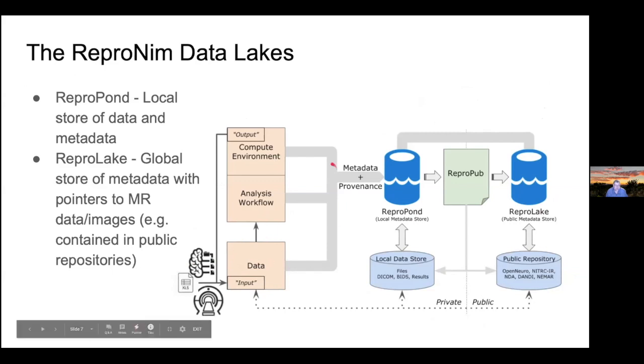As I mentioned, it might go through a number of analysis workflows, generate more data, and this is then what ends up in what we're calling a ReproPond. This is a local data store that includes the DICOM files, NIfTI files, and BIDS files that are associated with that, and any results. For example, if you're running FreeSurfer, that results in a bunch of derived data results. This ReproPond contains all this data, and that, in a sense, can also be private to you. That doesn't need to be shared.